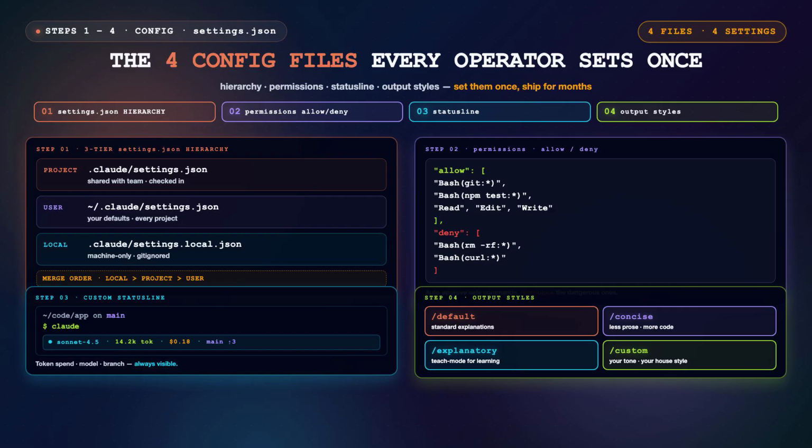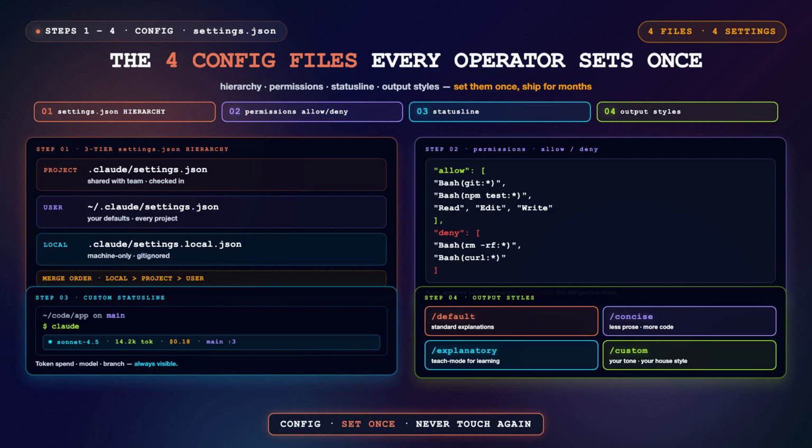Step 4. Output styles. Default, explanatory, learning, or your own. Switch them mid session. Explanatory teaches you what Claude is doing while it does it. Custom lets you brand the voice for your team.